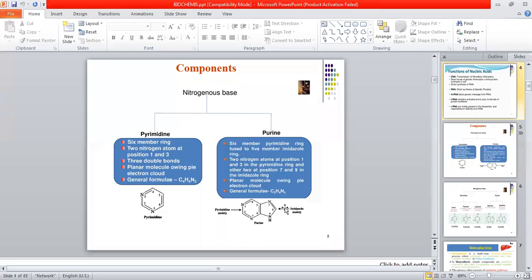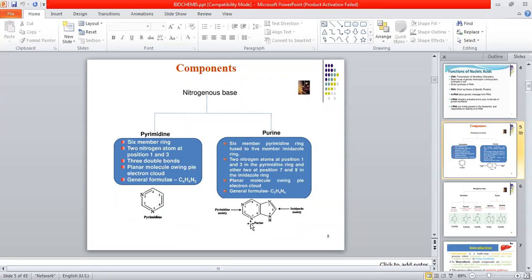Now, as I told you, nitrogenous bases are of two types, purine base and pyrimidine base. Firstly, we should know the structure of purine and pyrimidine bases. The pyrimidine structure is like this. It has two nitrogen atoms, at the first and third positions. This is called the pyrimidine ring, where there are two nitrogen atoms at the first and third positions.